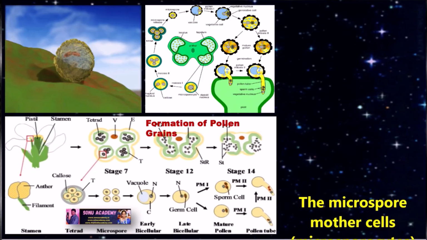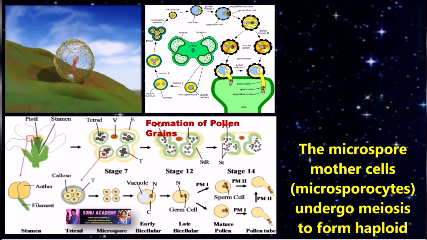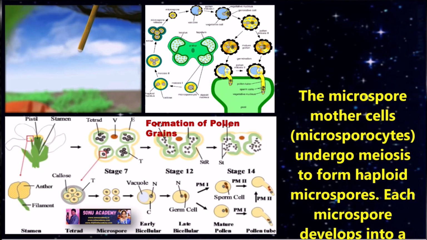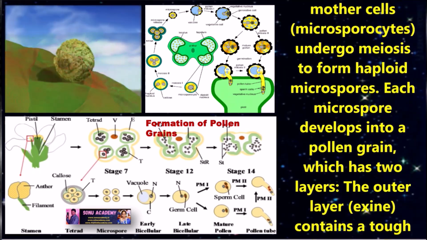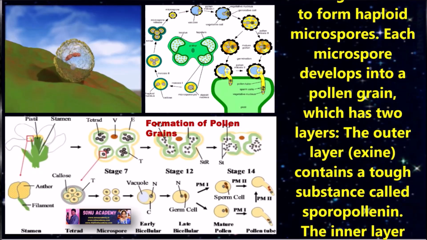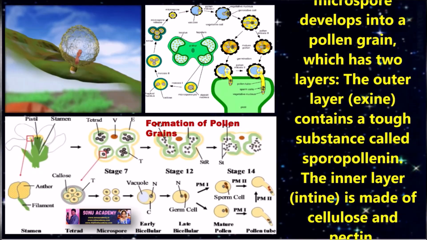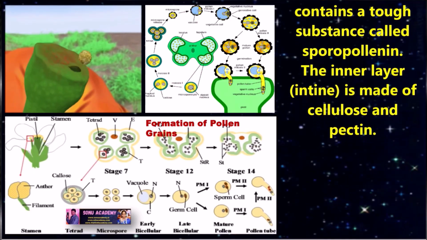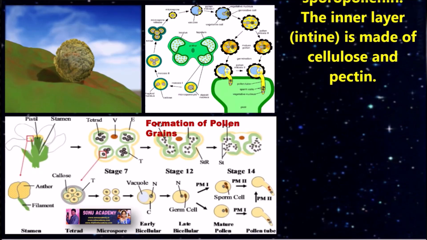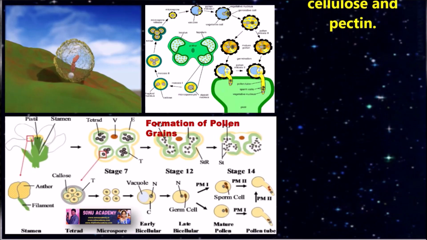Children, let us discuss the formation of pollen grains. The microspore mother cells, or microsporocytes, undergo meiosis to form haploid microspores. Each microspore develops into a pollen grain, which has two layers. The outer layer, the exine, contains a tough substance called sporopollenin, and the inner layer, the intine, is made up of cellulose and pectin.